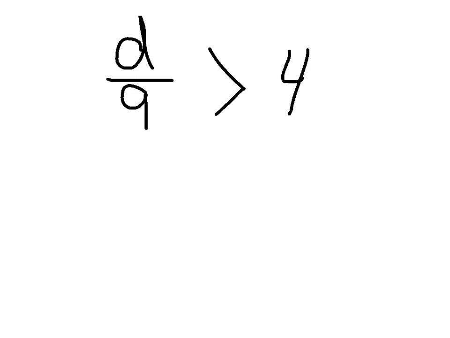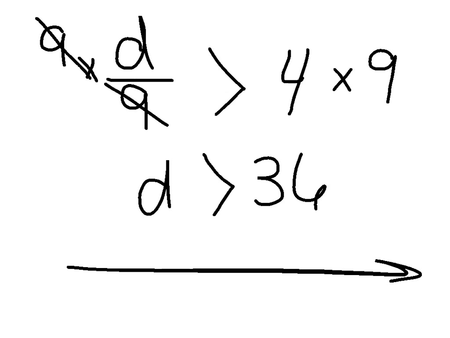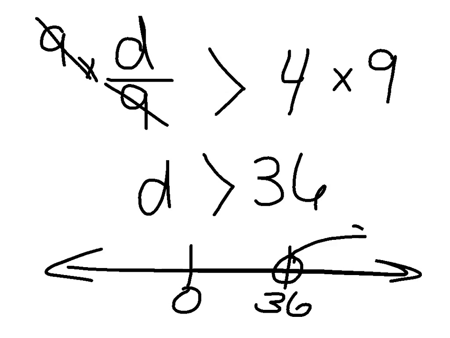Okay, we want to get d by itself. Since it's being divided by 9, we're going to multiply it by 9 to get rid of the 9. Whatever we do on one side, we must do on the other, so we take the 4 times 9. We're left with d is greater than 36. Again, we draw a number line. We use an open circle, and we draw an arrow to the right to show that it's greater than.